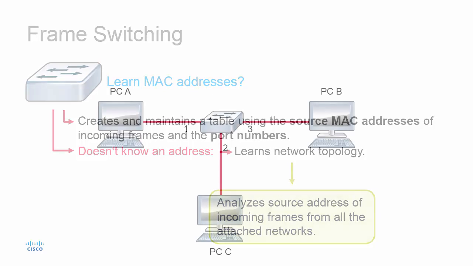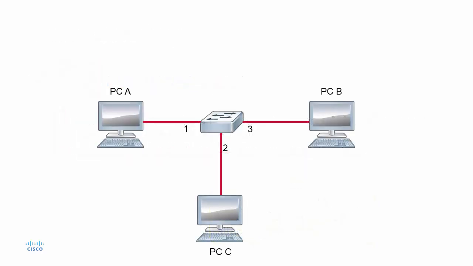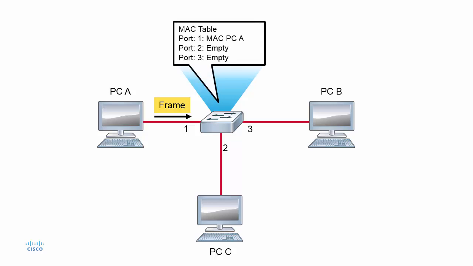If you take a look at our example, let's say that PCA sends a frame to PCB. The switch receives a frame from PCA on port 1, and then the switch can now enter this information into its MAC table, and it would be that the MAC of PCA is accessible via port 1.